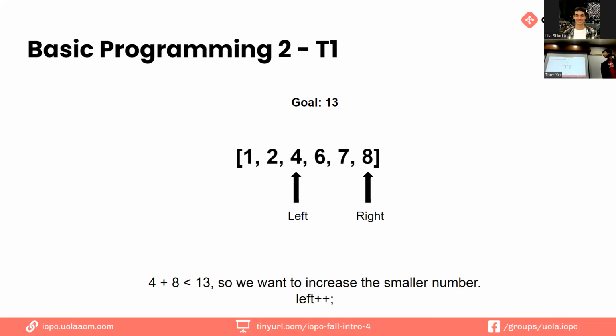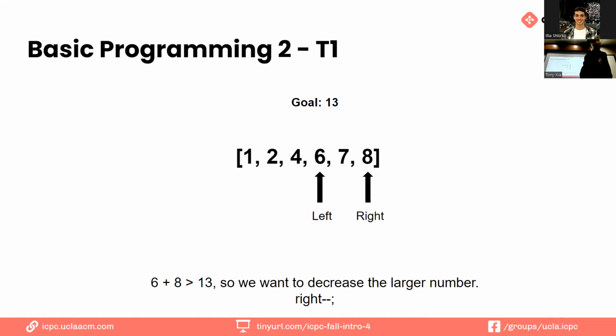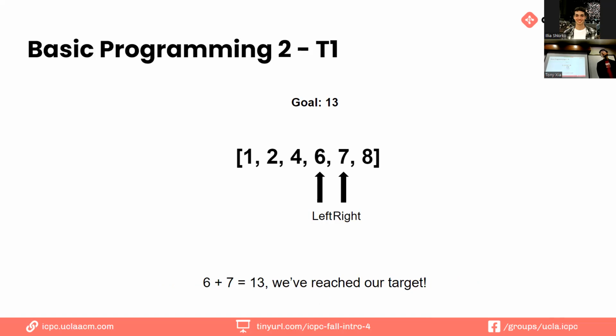4 and 8 sum up to 12, which is still smaller than 13, so we remove 4 as well. Now we have 6 and 8. Notice that 6 plus 8 equals 14, which is larger than 13, and we've tested all the numbers that are smaller than 6. No matter which number pairs up with 8, it's always going to be either too small or too large. So 8 can't possibly be the number we're looking for. We can eliminate 8 from our search space and move our right pointer 1 stop to the left.